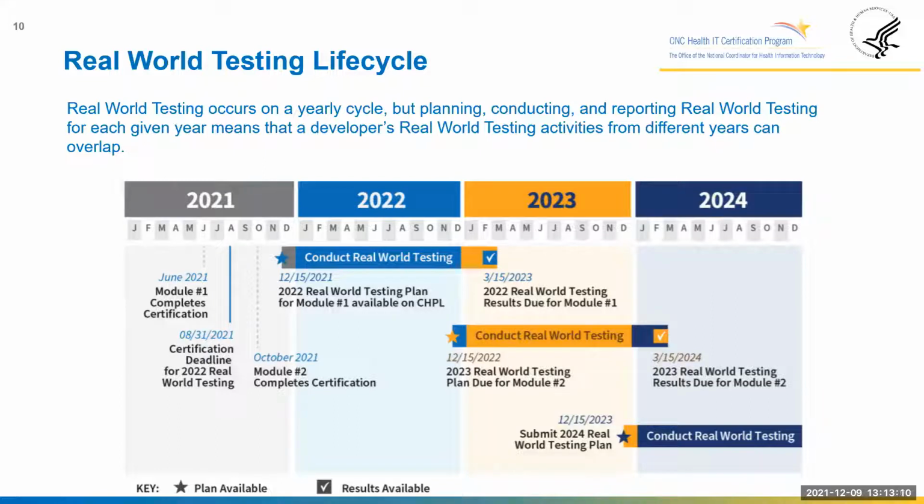And you're more than likely going to be wrapping up the plan that you have for 2022 real world testing as you're planning for the following year of 2023. And that plan for 2023 is due to be made publicly available on Chapel no later than December 15th of 2022 as you're wrapping up that year's real world testing. So this just describes the type of overlap that you're going to have with conducting real world testing, planning for the current year, planning for the following year, as well as submitting your test results after you've already wrapped up real world testing for previous years. Next slide, please.